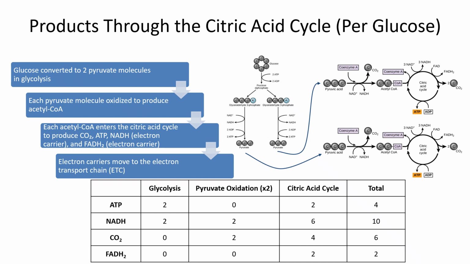From 1 glucose molecule, the citric acid cycle produces 6 NADH, 2 FADH2, and 2 ATP molecules, along with 4 molecules of CO2. These high-energy electron carriers are the main output. They'll now move on to the electron transport chain where the bulk of ATP is generated.